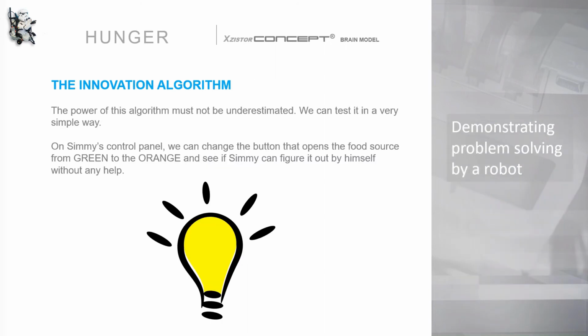We have briefly mentioned the innovation algorithm. The power of this algorithm must not be underestimated. We can test it in a very simple way. On Simmy's control panel, we can change the button that opens the food source from green to orange, and see if Simmy can figure it out by himself without any help.